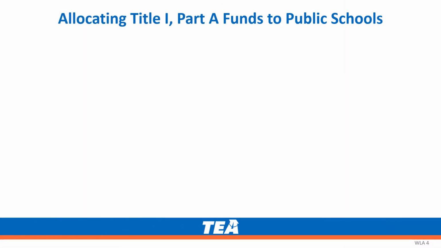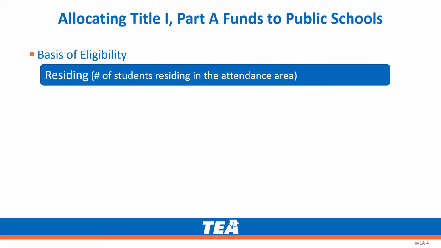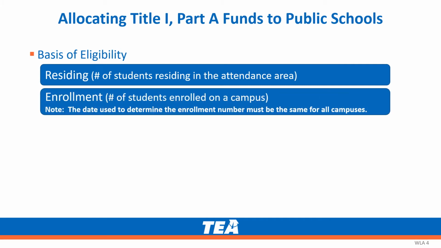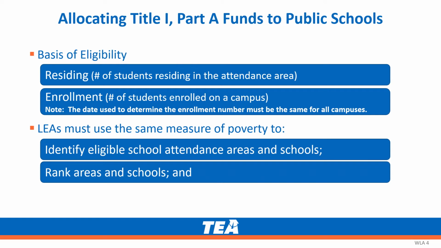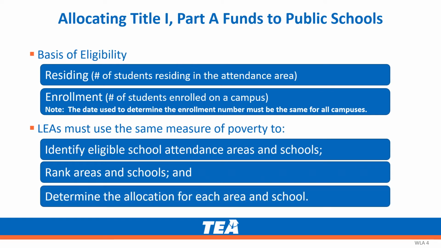ESSA statute requires an LEA with at least 1,000 enrolled students to rank all of its school attendance areas according to their percentage of public school students residing in the attendance area from low-income families. ESSA statute also permits an LEA to rank its campuses according to their percentage of public school students from low-income families that are enrolled in the schools. An LEA must use the same measure of poverty to identify eligible school attendance areas in schools, rank areas in schools, and determine the allocation for each area and school.